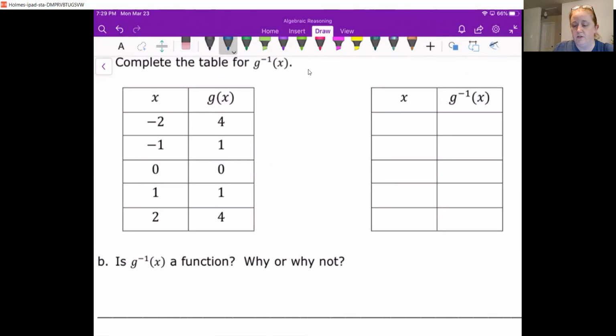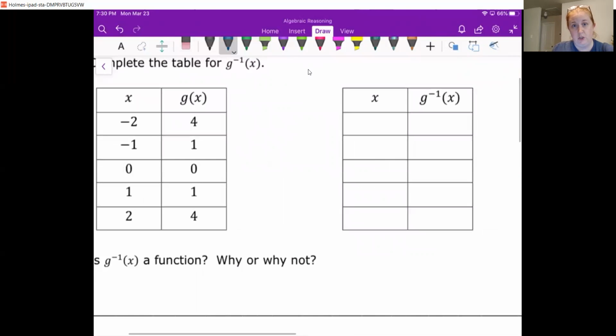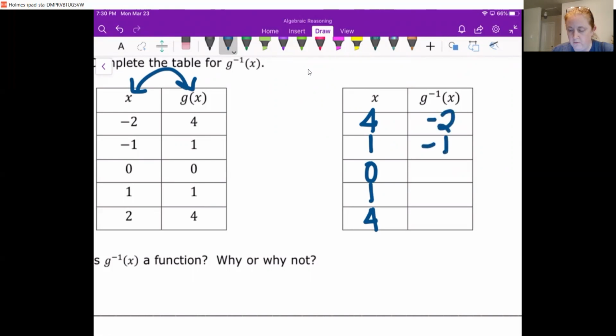All right, so let's see if we can do this one. Again, remember, we need to switch if we want the inverse. So my new x's are the old y's. So that means that 4, 1, 0, 1, 4 is now my new x's. And my old x's are now the new y's. Because again, these two columns need to switch to make an inverse. So -2, -1, 0, 1, and 2.